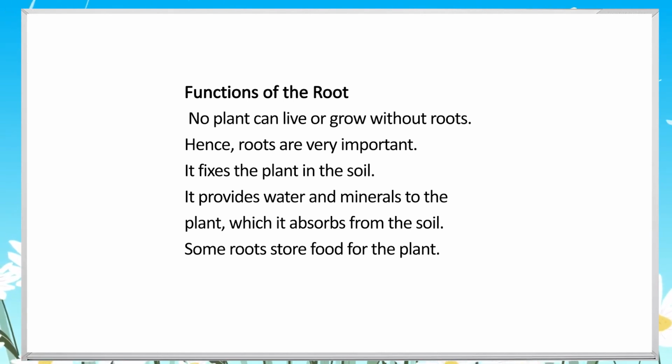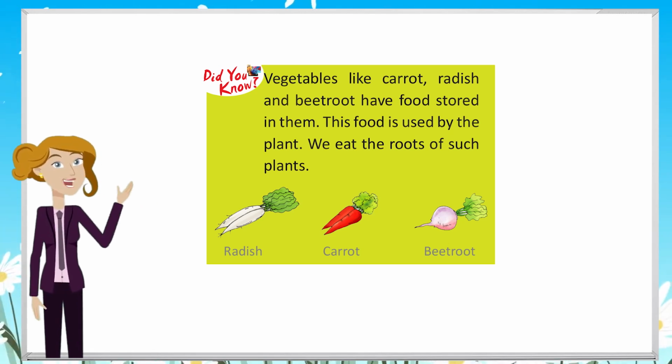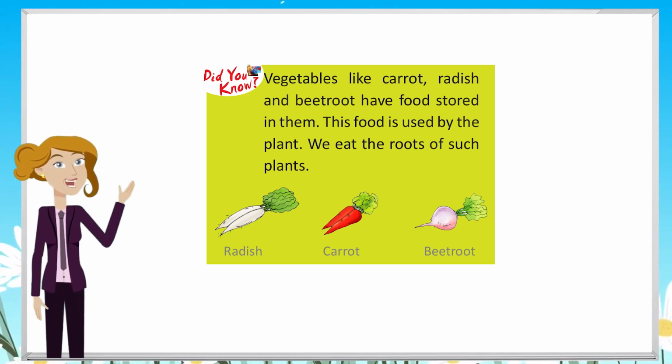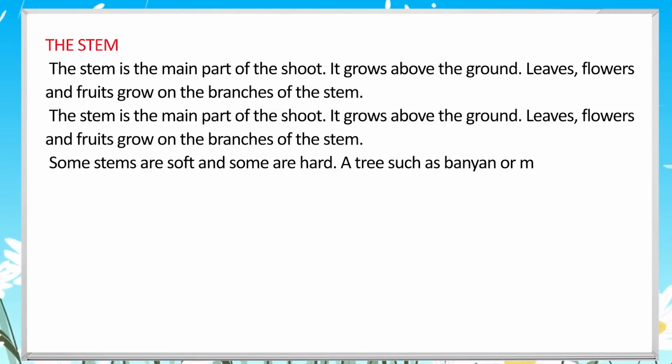Some roots store food for the plant. Did you know? Vegetables like carrot, radish and beetroot have food stored in them. This food is used by the plant. We eat the roots of such plants. Radish, carrot, beetroot.